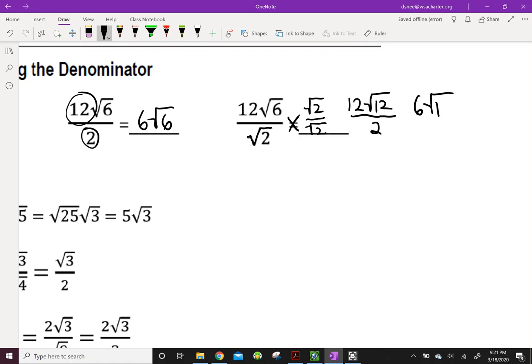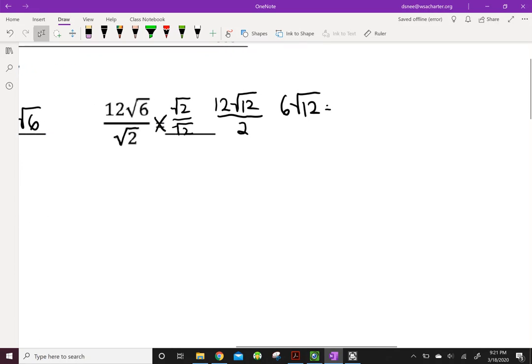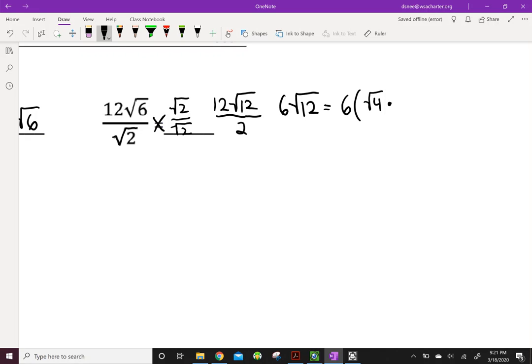And then if I take that one step farther, I wind up with 12 divided by 2 being 6 root 12. Now 12 is not factored out. I can take out a perfect square. I can take out a 4. So that's equal to 6 times the square root of 4 times the square root of 3. And I know that 6 times 2 root 3 is going to be equal to 12 root 3, because 6 times 2 is 12. And that's how we work those things out.